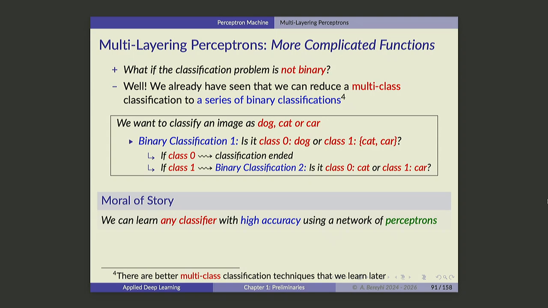Questions? One question. If you have this classification problem, you have a circle, everything inside the circle is 1, everything outside is 0. How many perceptrons do you need?